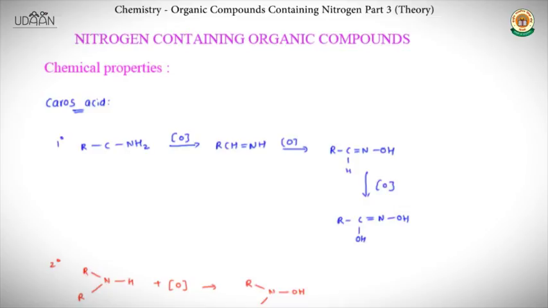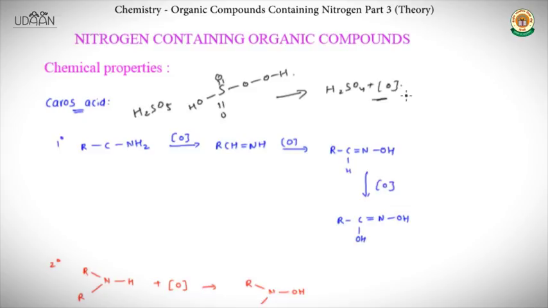Now let us see the reactions of these amines with Caro's acid. Caro's acid is H2SO5. If you want the structure of it, I'll draw it for you, where you have two S double bond O's, you have OH here and OOH here. Now this Caro's acid will give you H2SO4 and nascent oxygen.